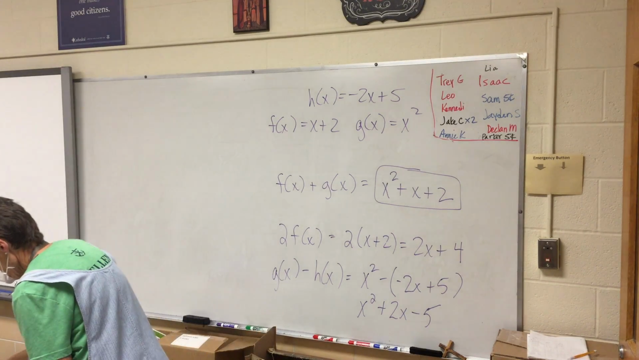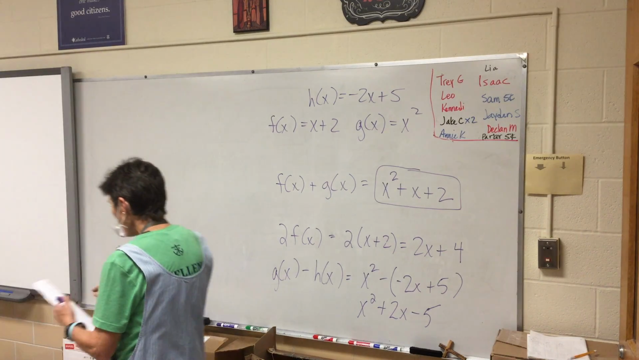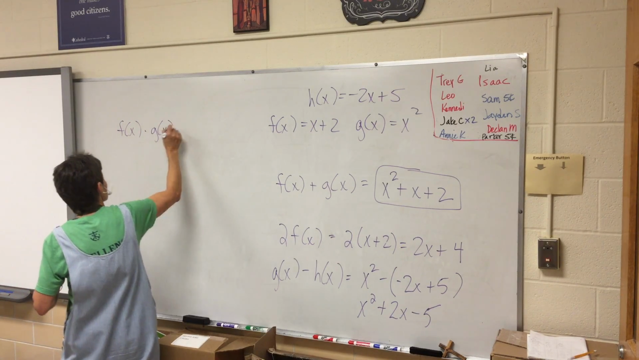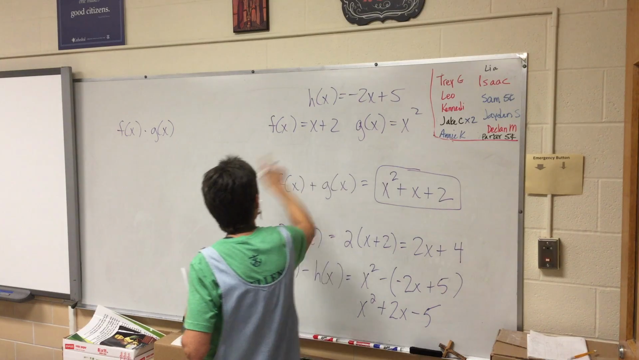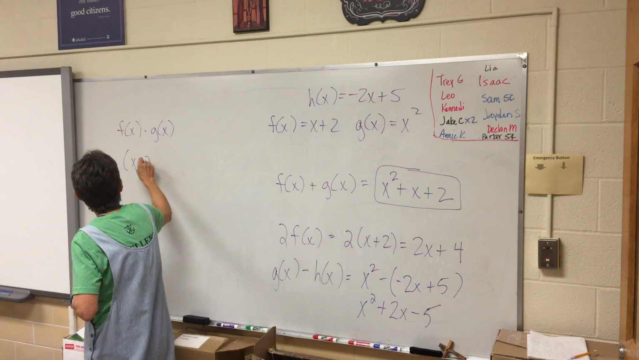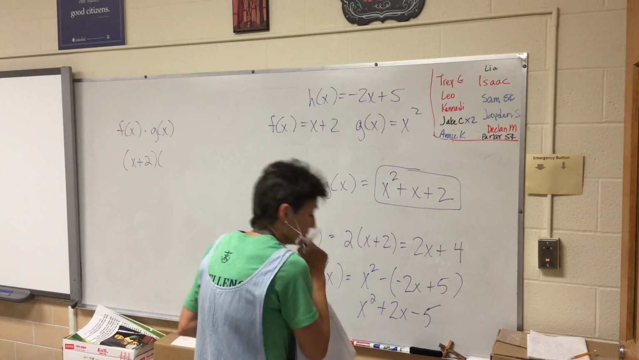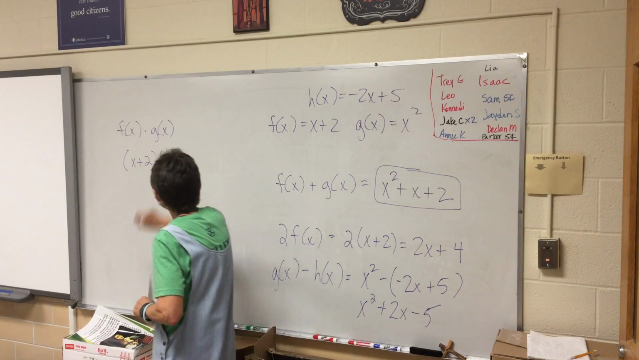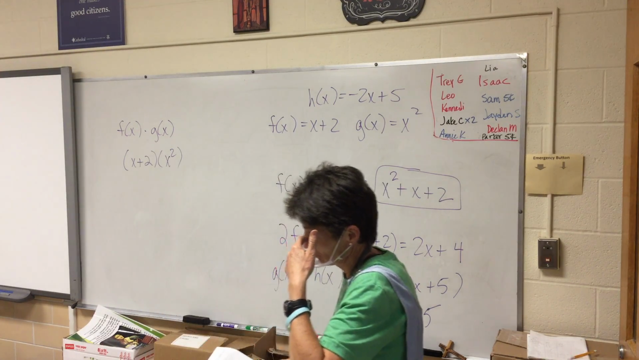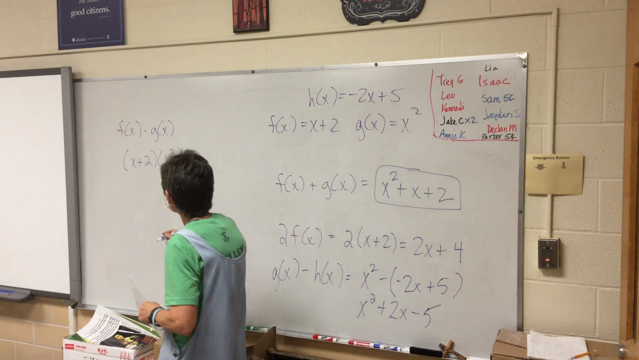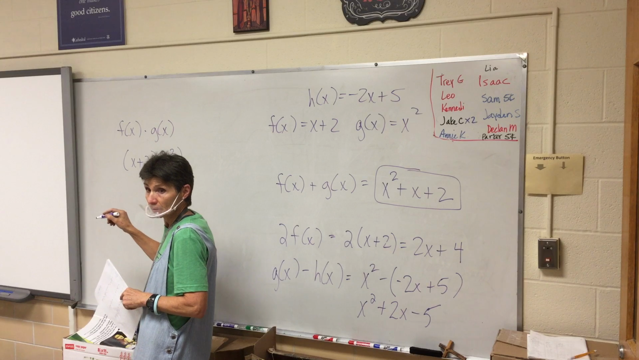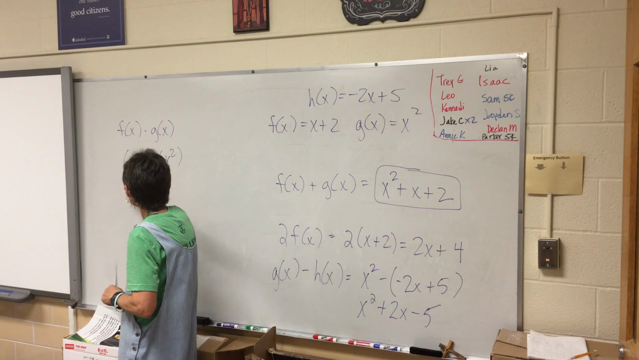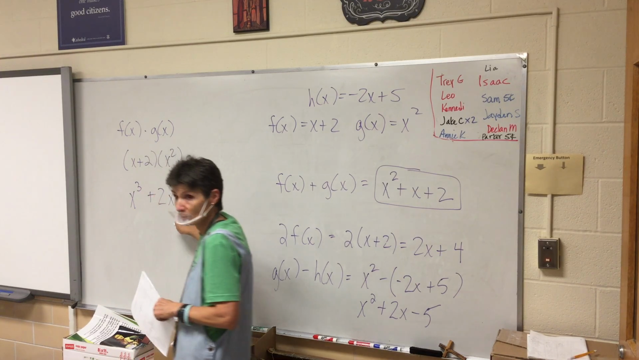Next, we have f of x times g of x. All right, so f of x is x plus 2, and we're multiplying that by x squared. So wouldn't it just be 2x to the second and then 2x to the second? Excuse me, no, it's x cubed plus 2x to the second. So you had that part right?